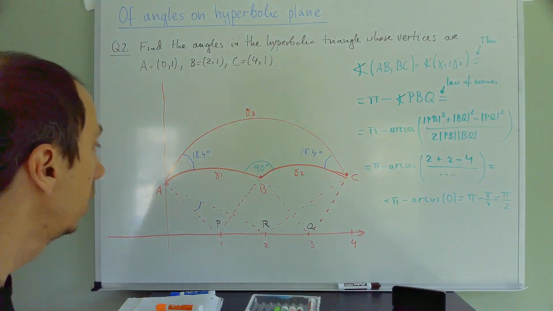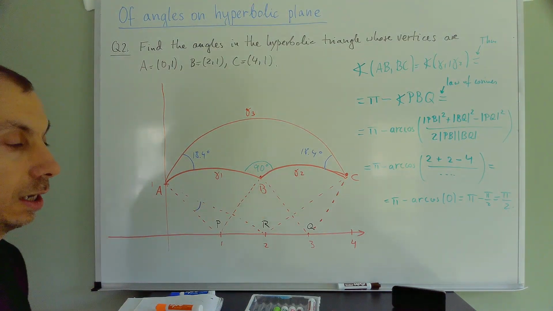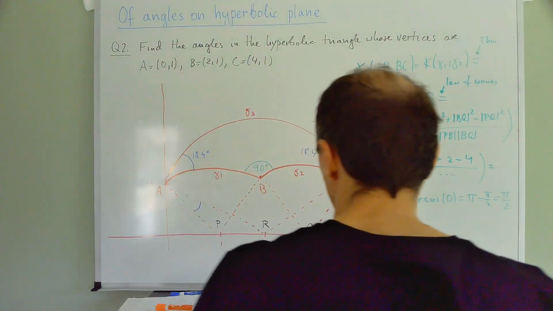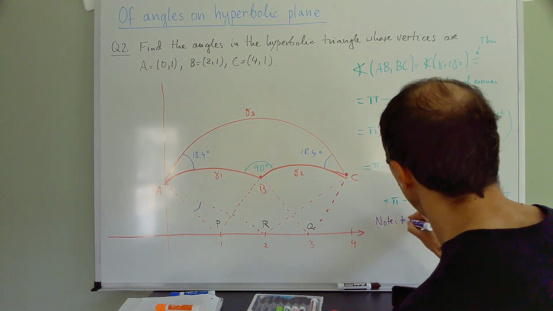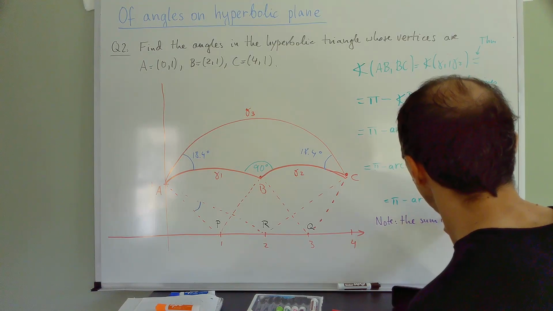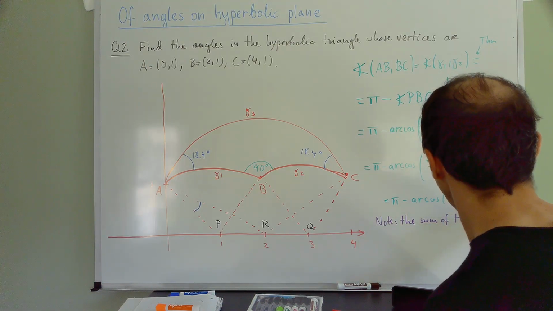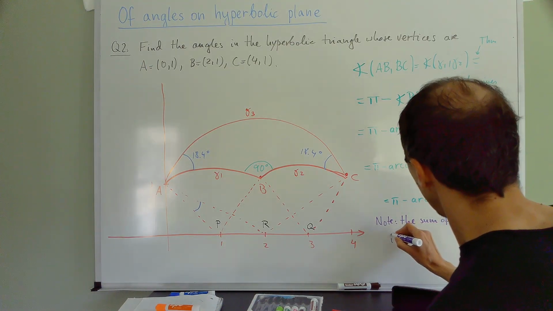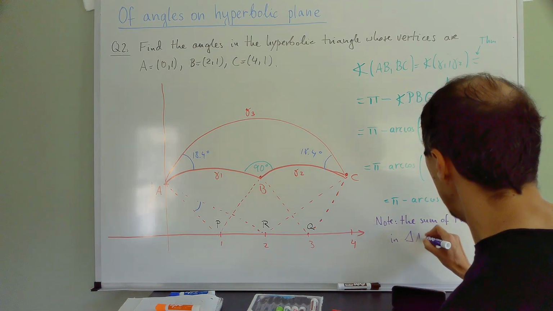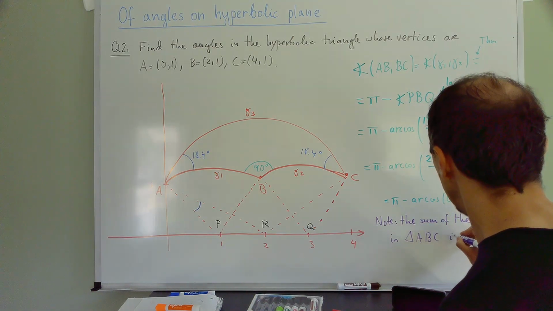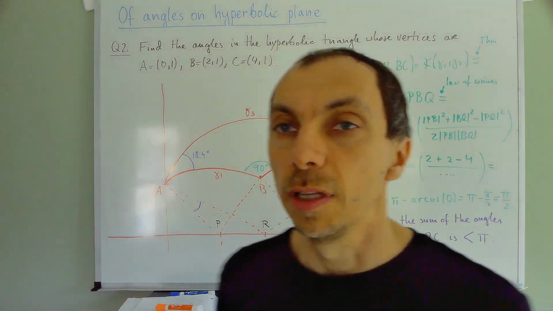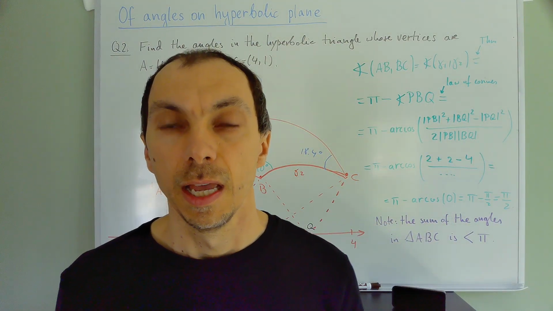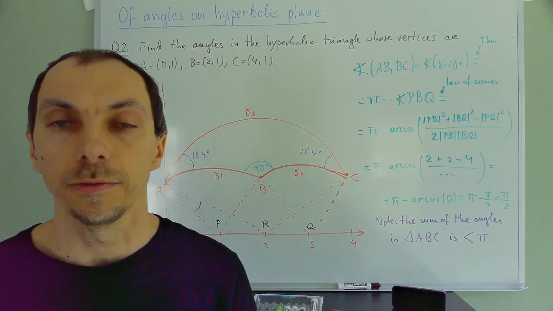Something to note: the sum of the angles in the triangle ABC is less than 180 degrees, which is, as you will see, typical of hyperbolic triangles.